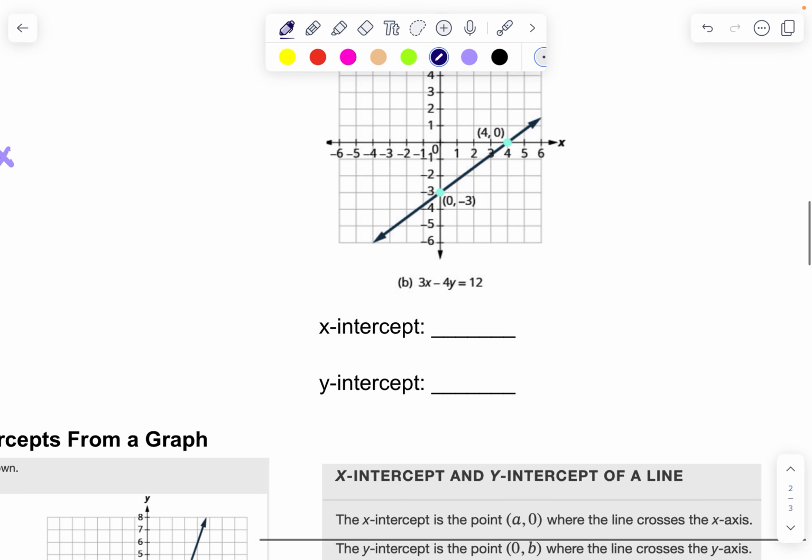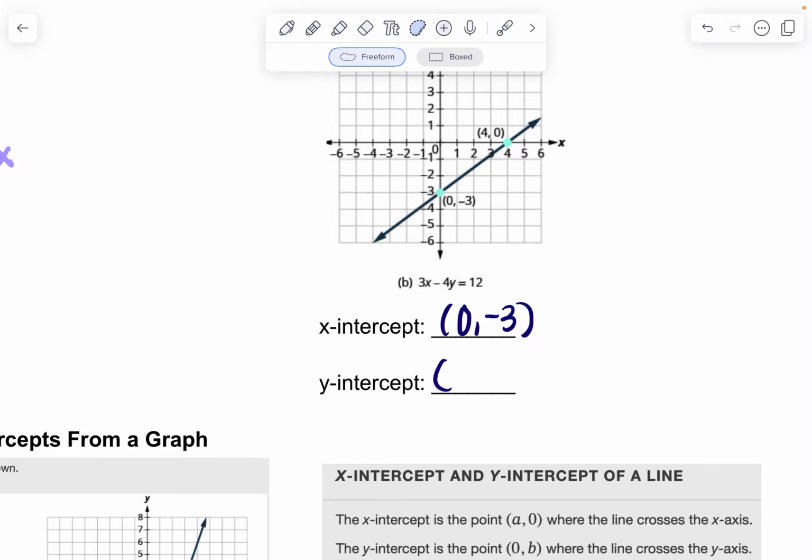If we look at these ones, the y-intercept is at 0, -3. That's the y-intercept. The y-intercept is at 0, -3. And the x-intercept is located at 4, 0.